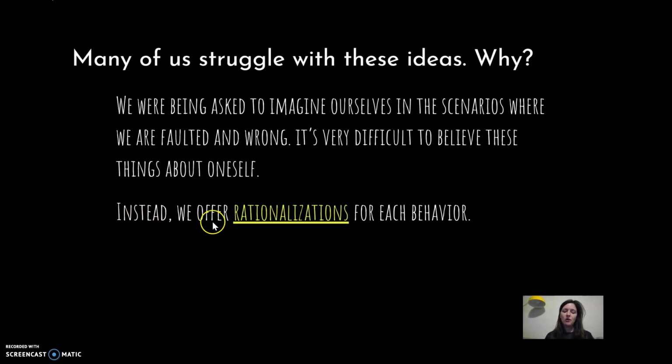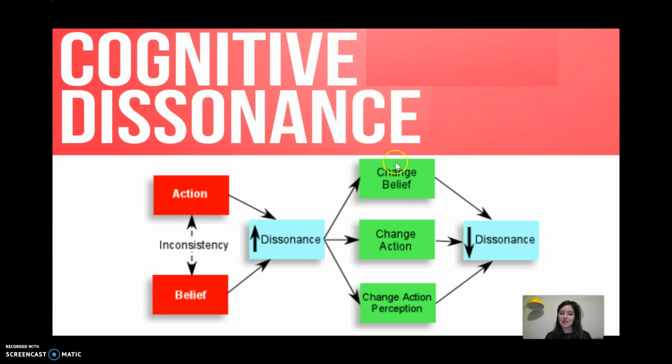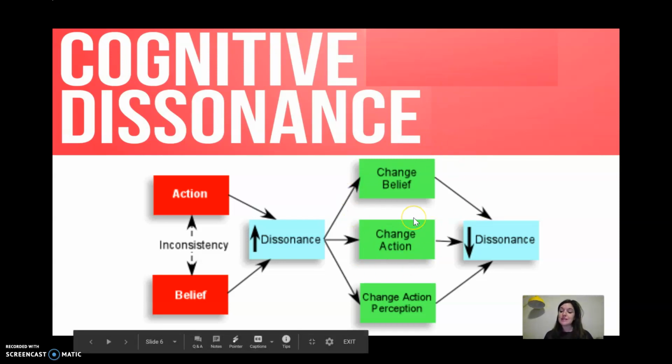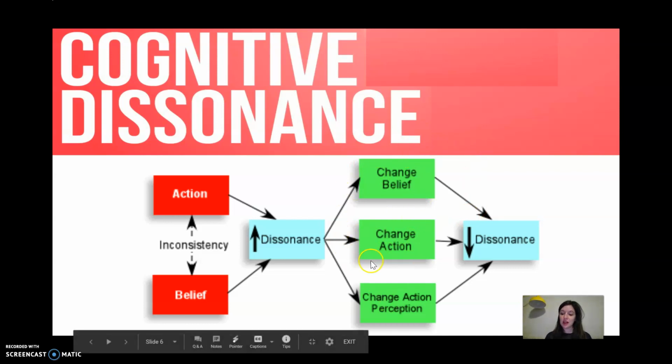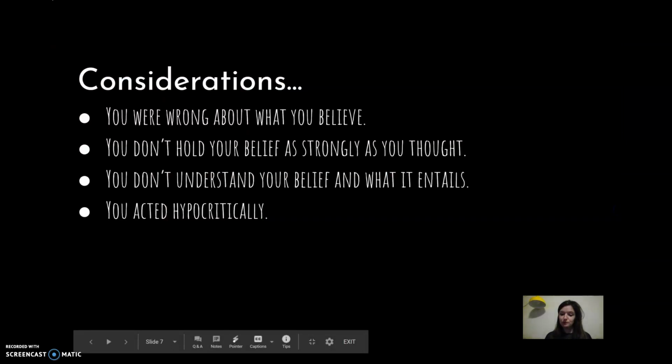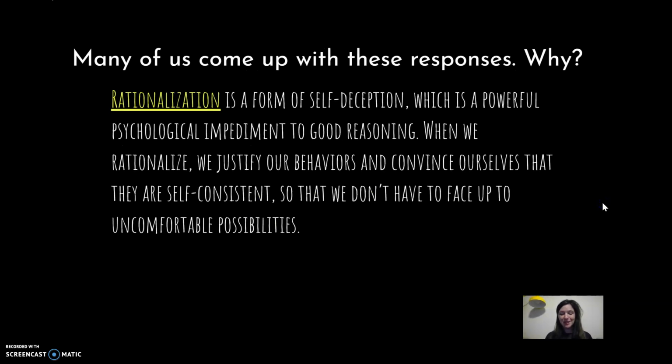And so instead we offer rationalizations for each behavior. And those are these three items. This is rationalization. So instead of admitting that we have these faults, we instead rationalize so that we don't have to admit the fault. And this is something that most humans do. Cognitive dissonance is a common human psychological trait. So you're not alone. It's okay. So many of us come up with these responses. Why? So many of us rationalize.